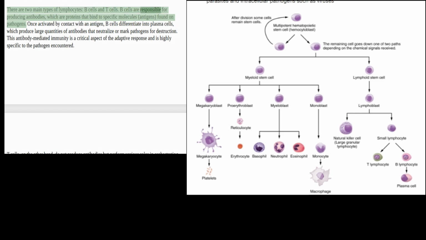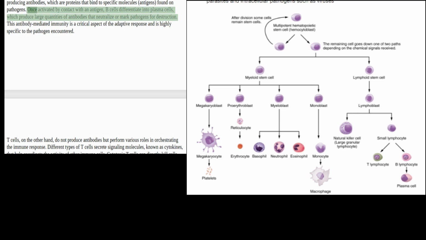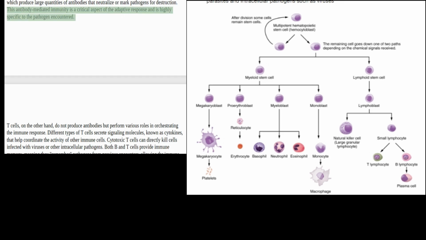B cells are responsible for producing antibodies, which are proteins that bind to specific molecules found on pathogens. Once activated by contact with an antigen, B cells differentiate into plasma cells, which produce large quantities of antibodies that neutralize or mark pathogens for destruction. This antibody-mediated immunity is a critical aspect of the adaptive response and is highly specific to the pathogen encountered.